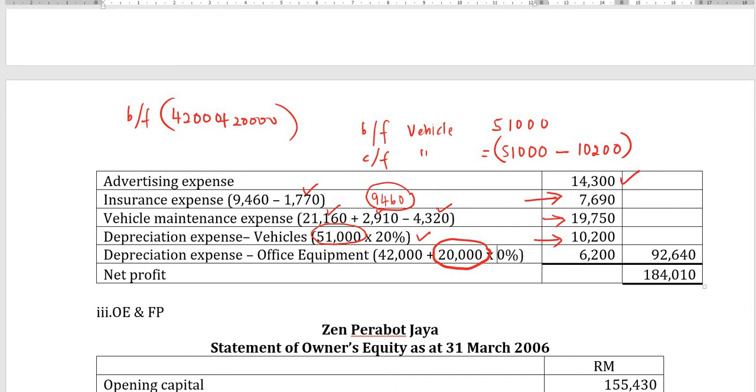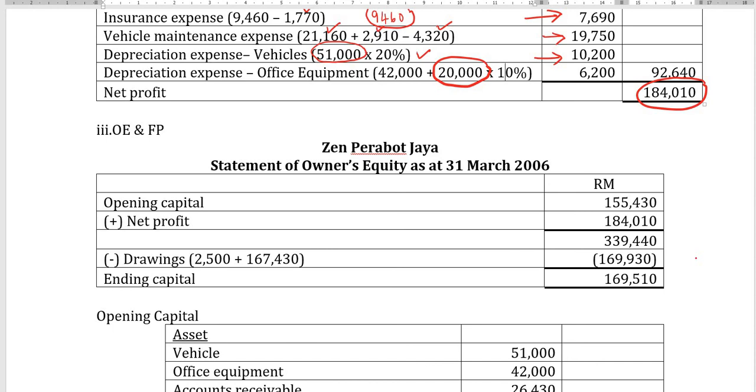depreciation. Okay, the depreciation is 10%. So that will be 6,200. Okay, so kita akan dapat net profit 184,010. Okay, so soalan minta kita buat bonus equity saja. So kena kira dulu opening capital.